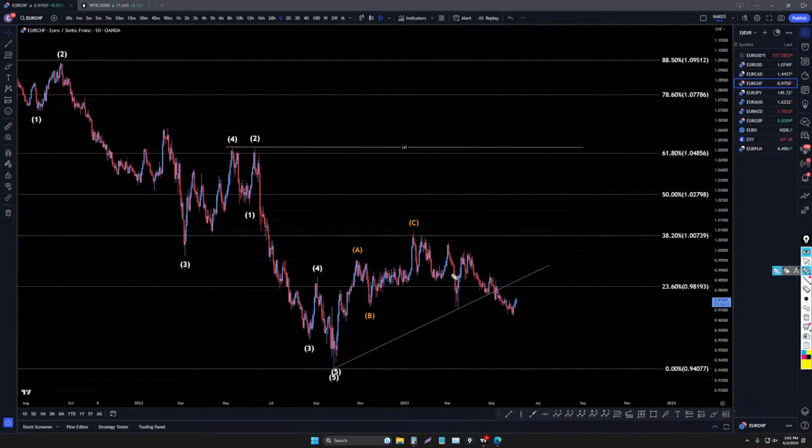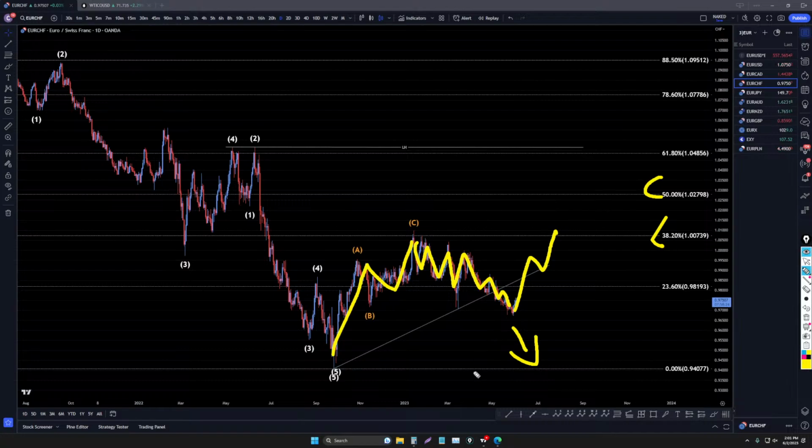I still think that the Euro Swiss is going to end up going up again. I think it's going to go up to one of these higher Fibonacci levels, because this looked like an ABC, but if that was an ABC, this would continue down, and it's not. It's just making very overlapping, very, very corrective patterns. So I bet this is going to go up.